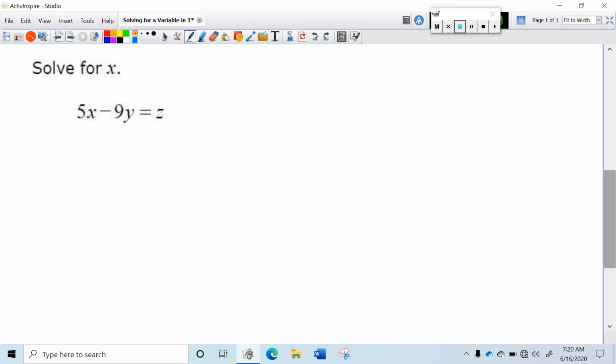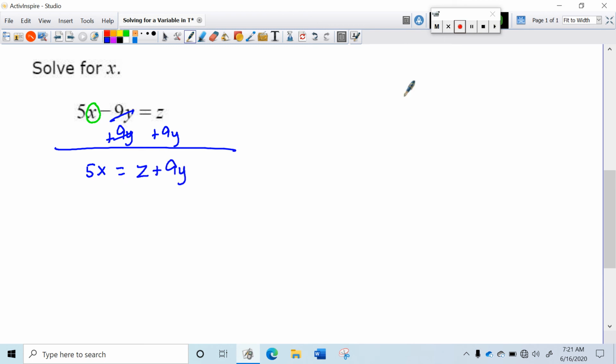This next one, we are solving for x. So I have to add 9y to both sides. That's the first step. Get rid of that. So 5x, opposites cancel, equals z plus 9y.